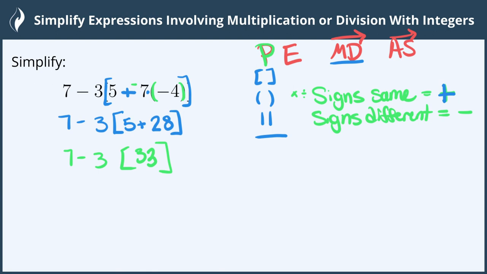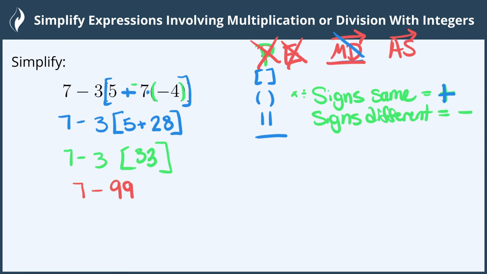And it looks like I have now completed all of my parentheses, and I move on to exponents. Since I don't have any exponents, we can move on to multiplying and dividing from left to right. I do have a multiplication here, 3 times 33 in the brackets. 3 times 33 is 99. Then I still have to copy everything down exactly as it was on the step before.